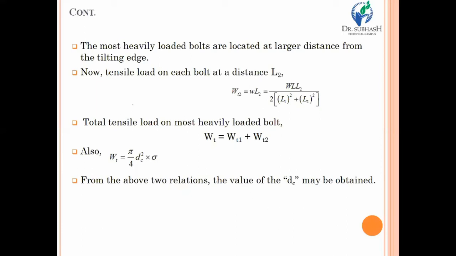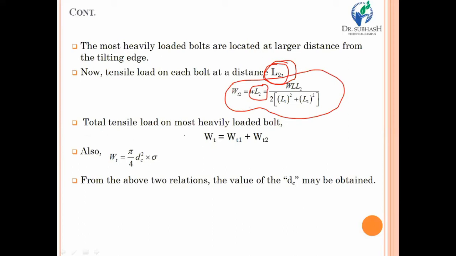Now, the tensile load that acts on the bolt at a distance L2 will become WT2, which is equal to small w L2, which is equal to capital W L L2 upon 2 L1 square plus L2 square. Actually, this relation is taken from the relation that we discussed in the previous slide. One more thing, we have chosen the bolt located at a distance L2 because we know that L2 is far away from L1. So the bolt at distance L2 is heavily subjected to stresses, and we have to design accordingly.